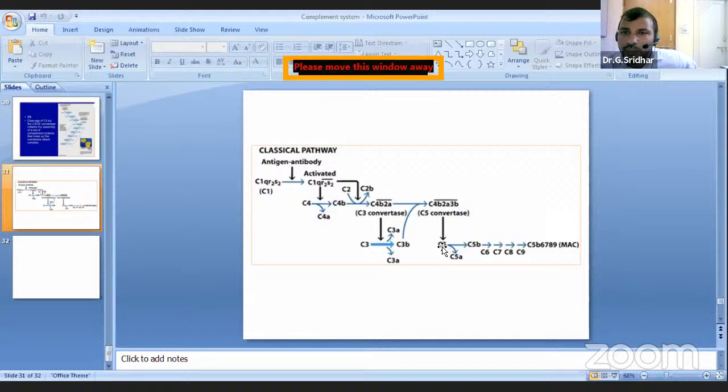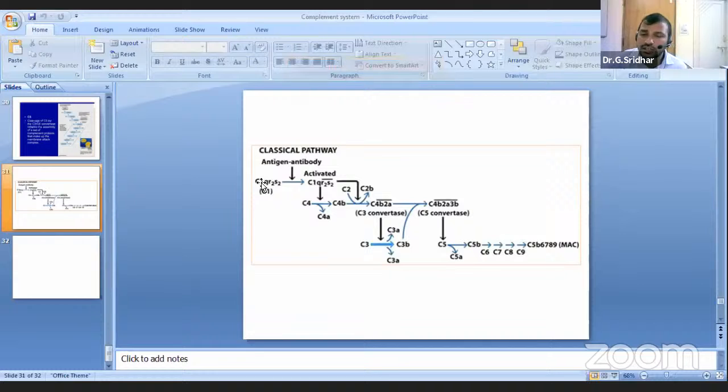You can see here in the classical pathway, antigen antibody complex activates C1q. C1 has one 1q subunit, two R subunits and two S subunits. There is a very, very important question you might get in the competitive exams: which of the following classical pathway component proteins is activated first, or interacts first with the antigen antibody complex? That is C1q.